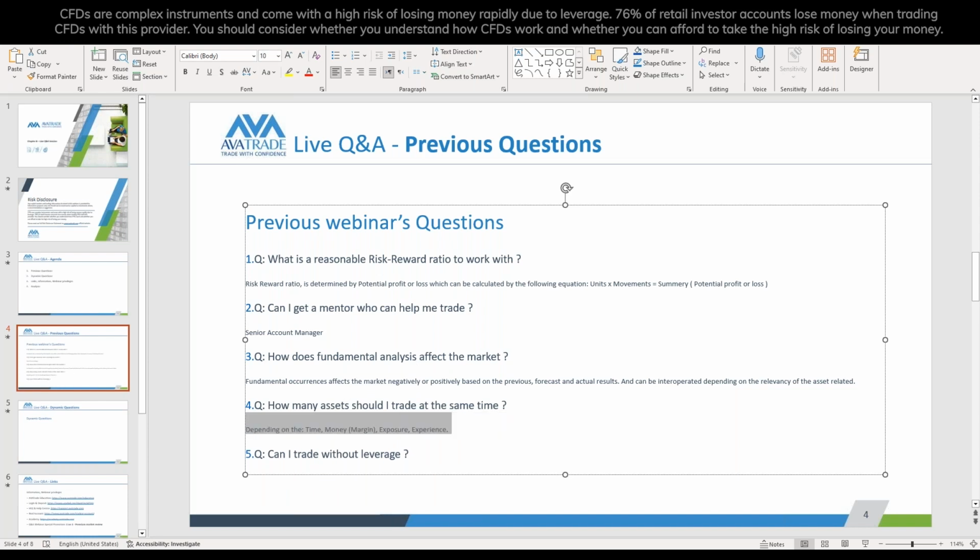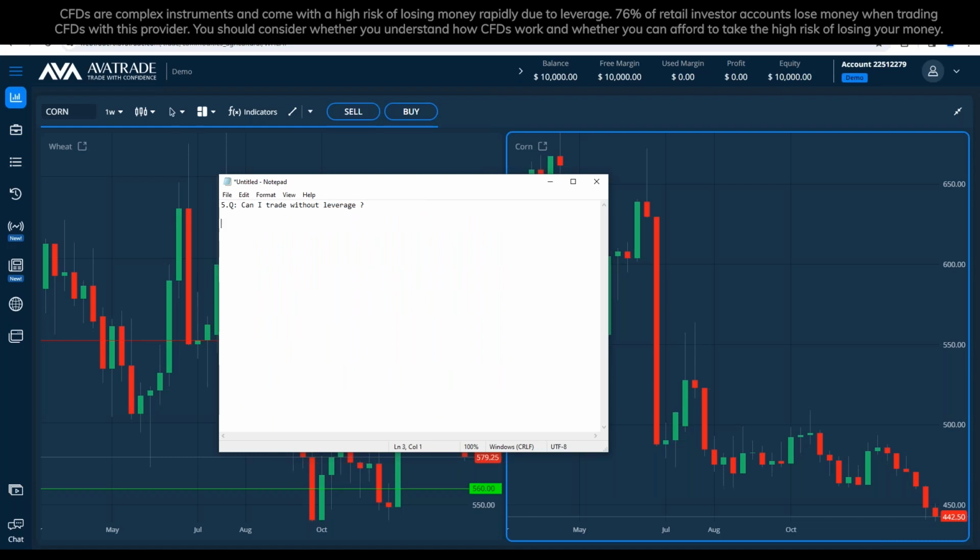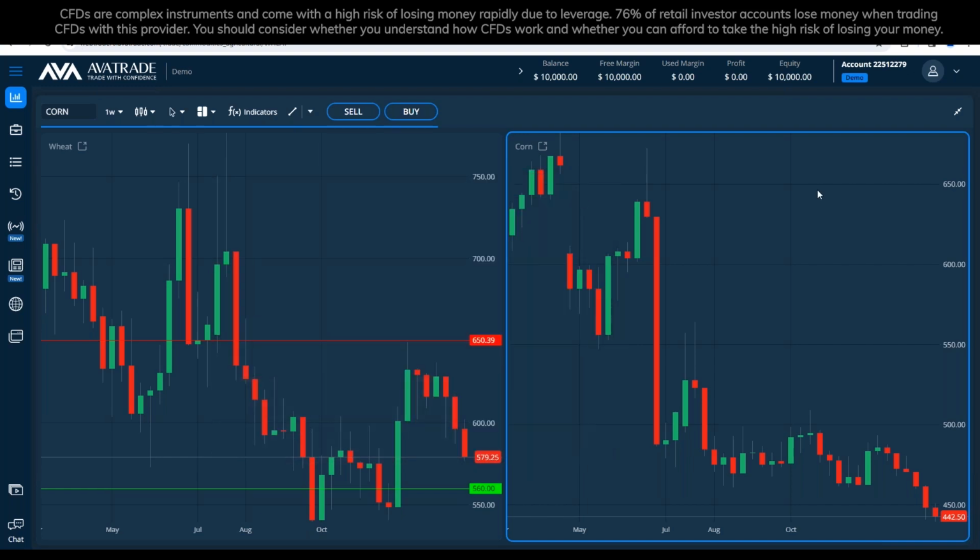We are going to carry on with the question: can I trade without leverage? Okay, so guys, how exactly can I trade without leverage? First of all, can I trade without leverage? The answer is no. You can trade without depending on leverage, but you cannot trade without leverage.